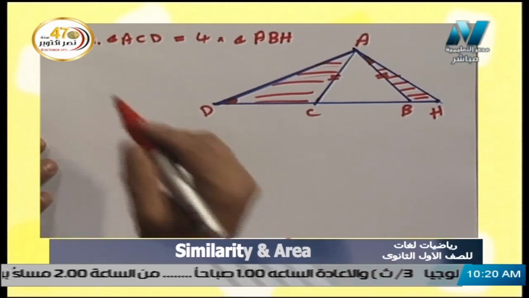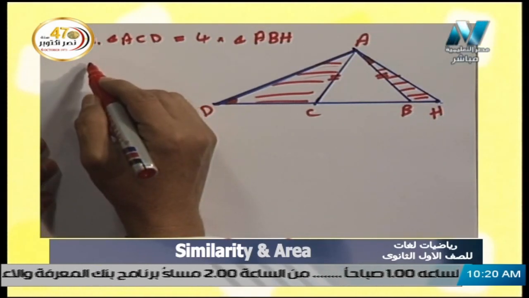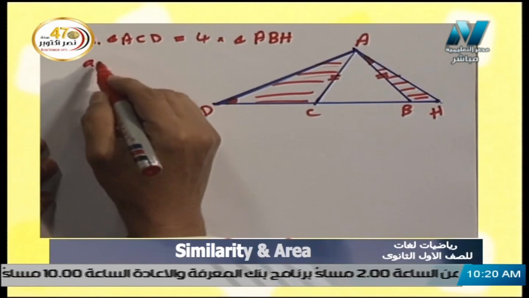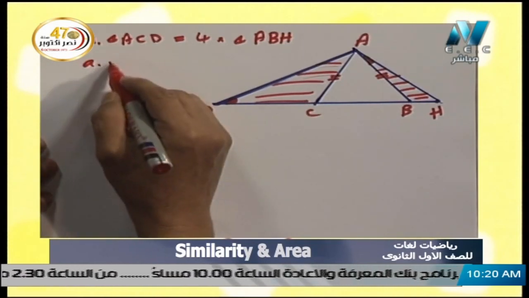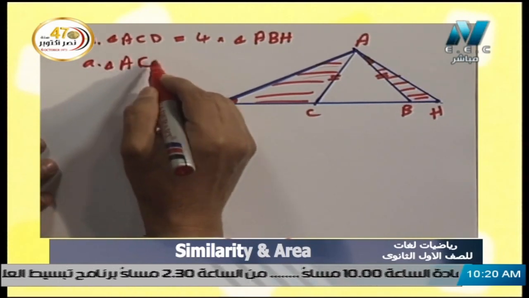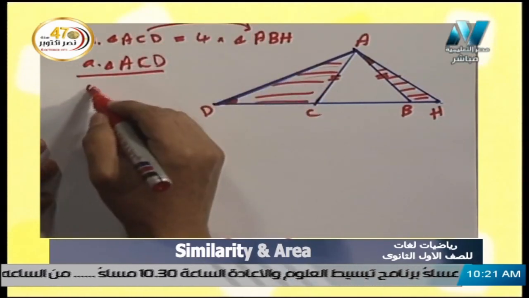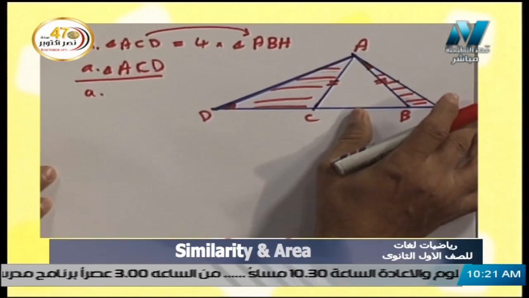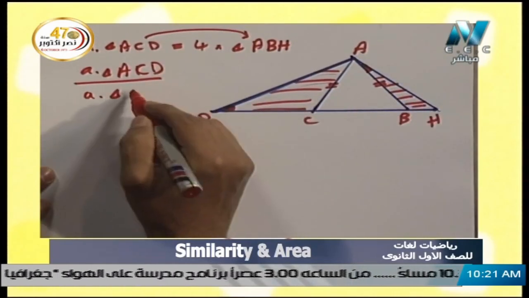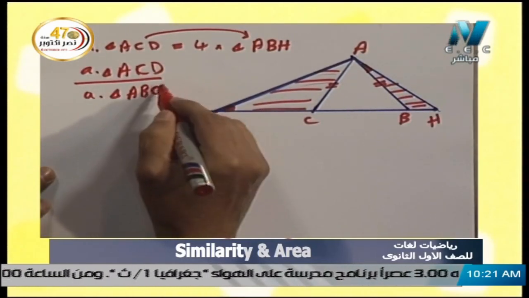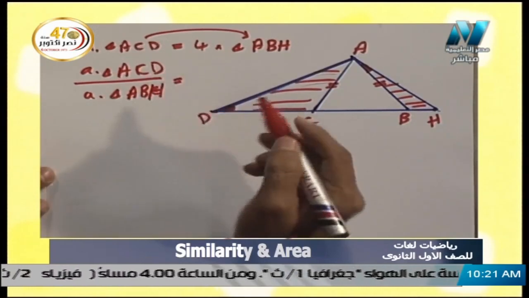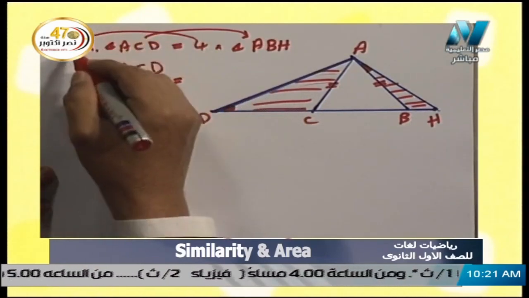So we can say that the ratio between the area of triangle ACD over the area of triangle ABH equals what? Equals 4 to 1.